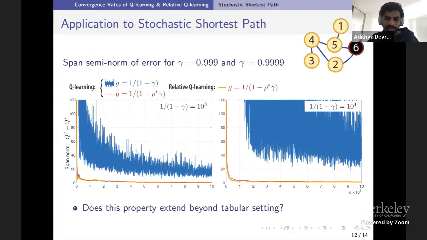Okay, but does this property extend beyond the tabular setting? And I don't think so, because I think there's a sort of correlation between the parameters of the constants and the other basis functions.